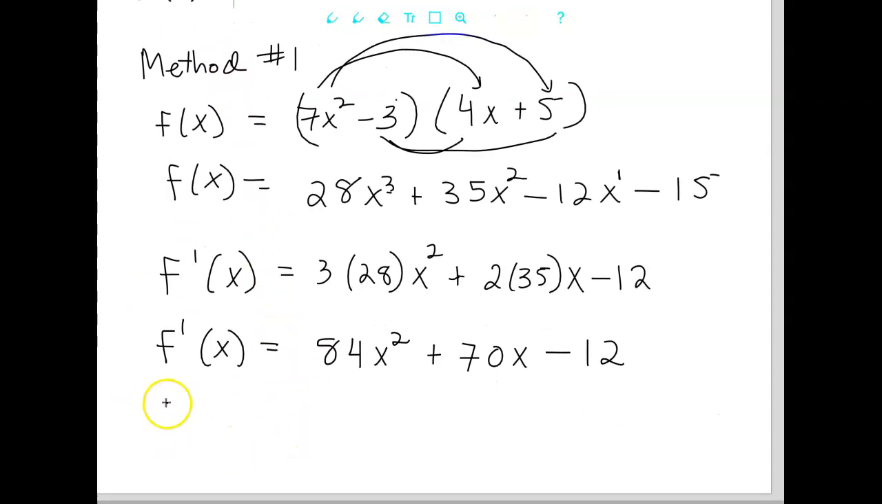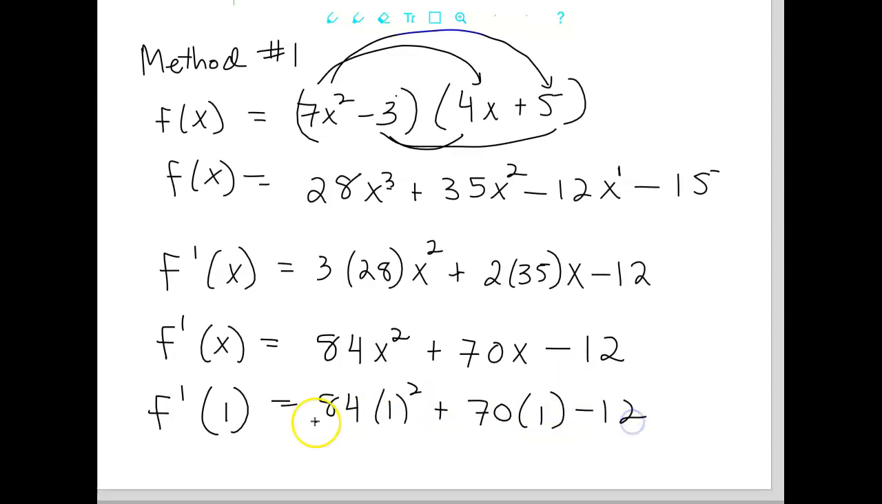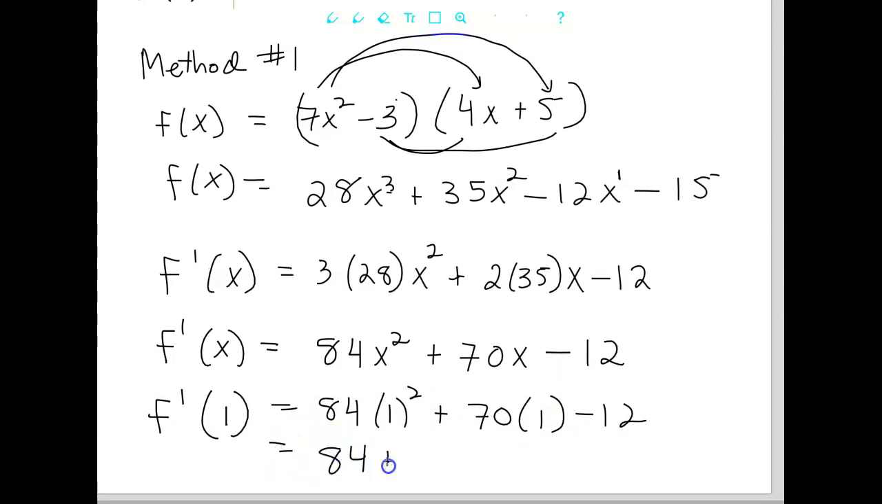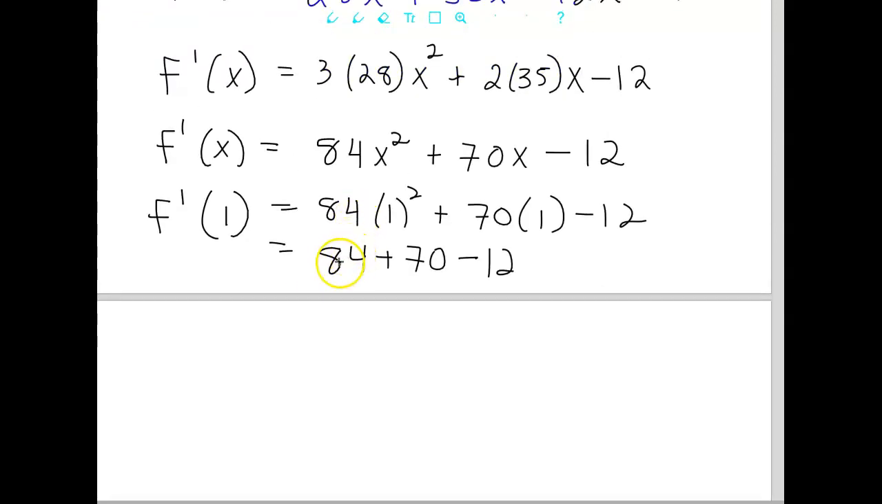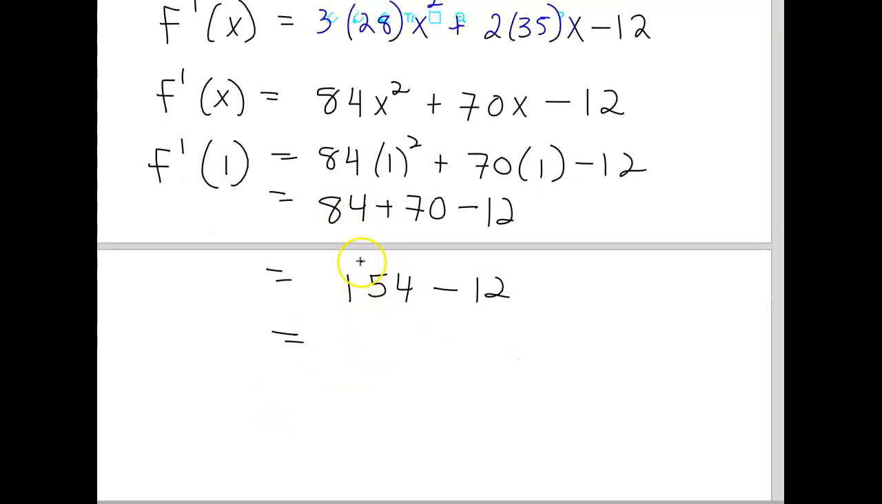And then we want to find f prime evaluated at 1. So you just plug in 1, or substitute 1 for x. So it would be 84 times 1 squared plus 70 times 1 minus 12. Right? That gives you 84 plus 70 minus 12. And you can see that's going to give you 154 minus 12, which is 142. Okay?